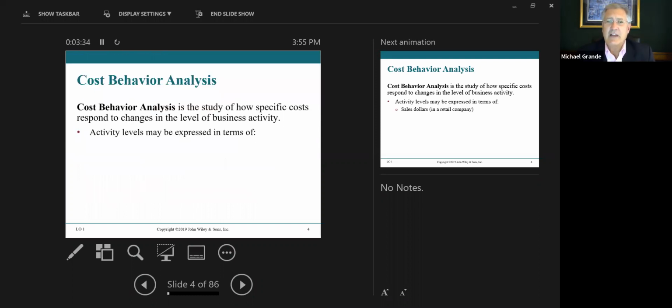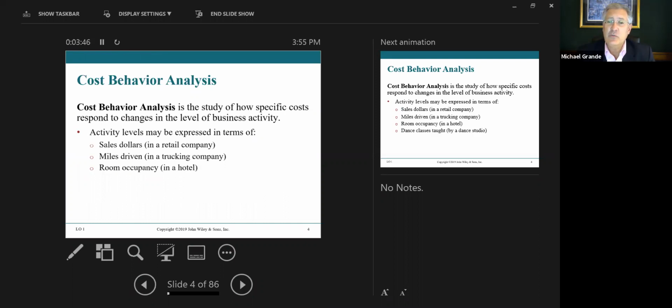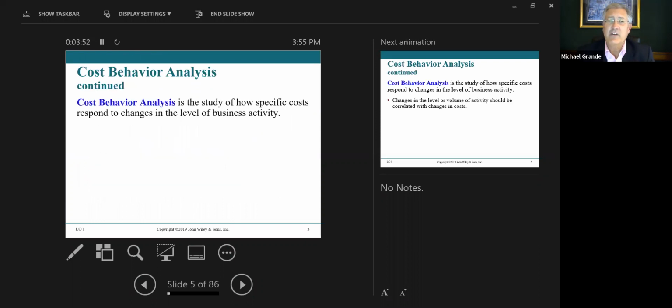So what types of activities are we looking at? Well, activity levels may be expressed in terms of sales dollars, miles driven. I would also say sales activity in the number of units sold, talking about room capacity in a hotel, and various other items.